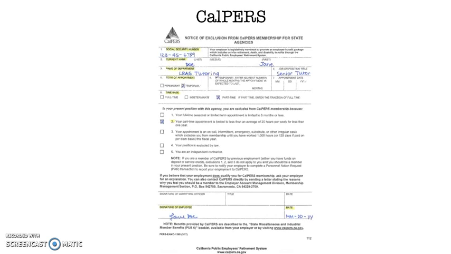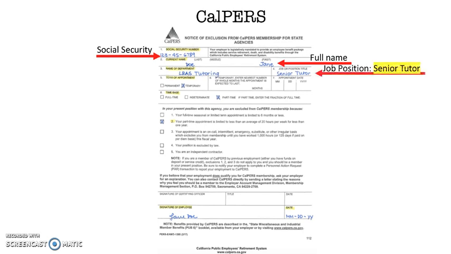The first form that you will fill out is the CalPERS form. CalPERS stands for California Public Employees Retirement System, and this is what it looks like. You will fill out this form with your personal information, such as your Social Security number and full name. In the job or position title, you will write Senior Tutor, and the department is LRAS, Tutoring. The term of appointment is temporary, and the time base is part-time.